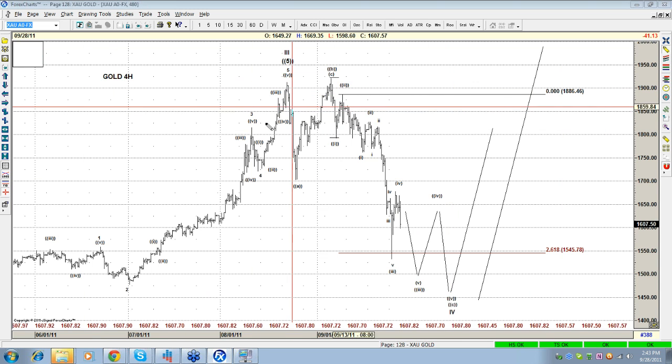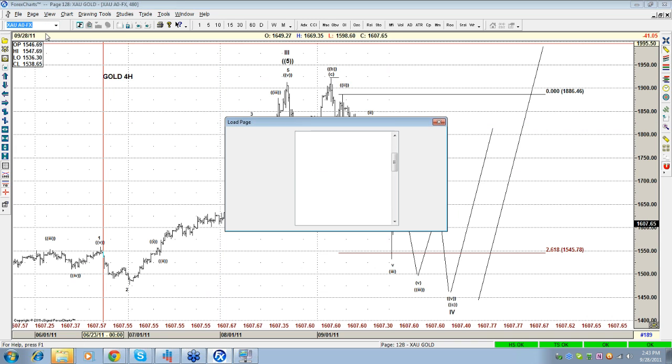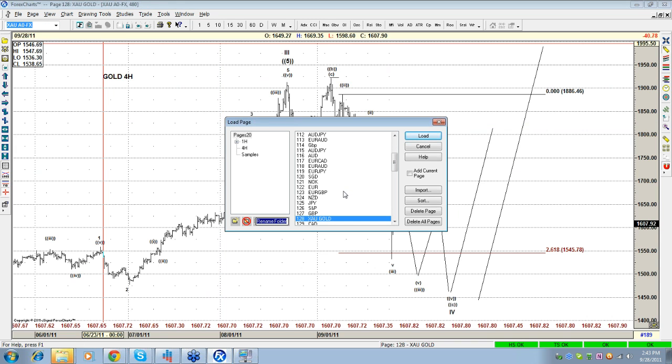Now, let me get back to Aussie. Go to the metal pairs, which I love, those pairs. I gotta be honest with you guys. Aussie is a money-making machine when you've got the right count on it.